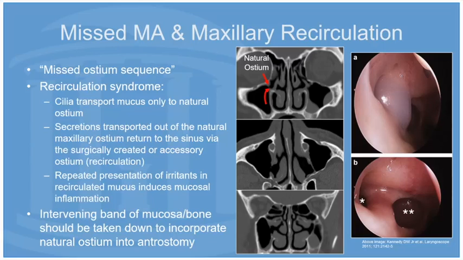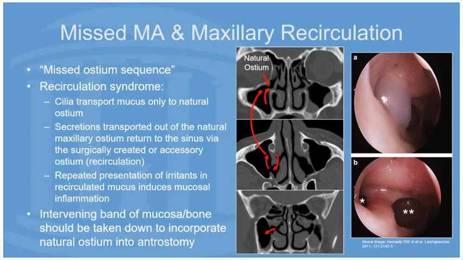So when there is a misplaced antrostomy or an unrecognized accessory ostium, the mucus that is initially transported out of the natural ostium may be swept back into the sinus via that second opening. From there, the mucus is directed back towards and then out of the natural ostium again, causing it to repeatedly recirculate in and out of the sinus. This repeated presentation of potential irritants within the recirculated mucus can induce mucosal inflammation, leading to continued symptoms.